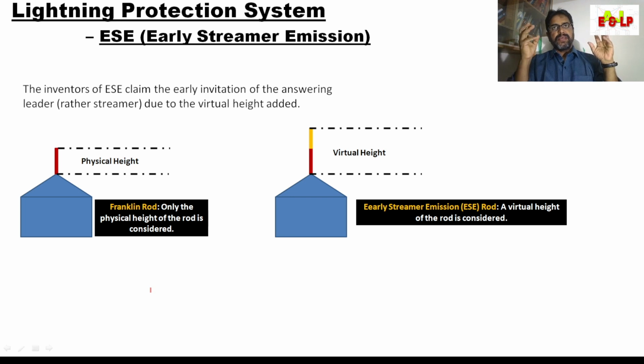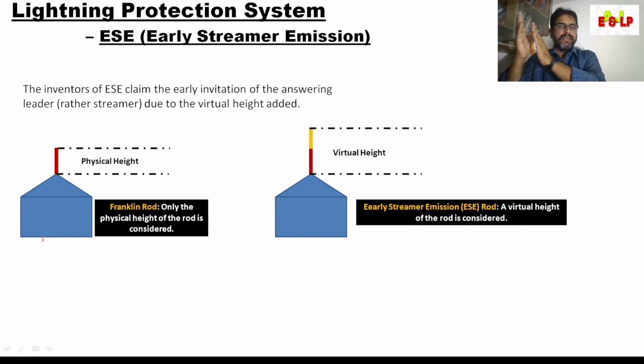Okay. Now, I told you about a virtual height. See, actually with this ESE terminal, there will be some additional material added, just like a radioactive material. So that will be creating some effect. As per their inventors, the ESE inventors, they are telling that for an ESE air termination, some additional height will be created virtually.